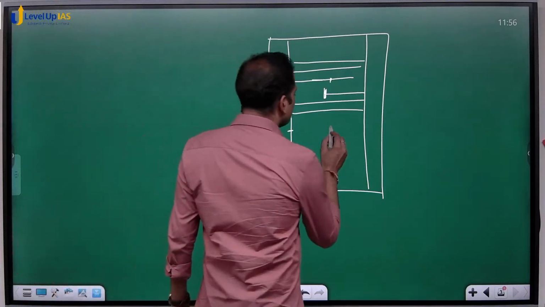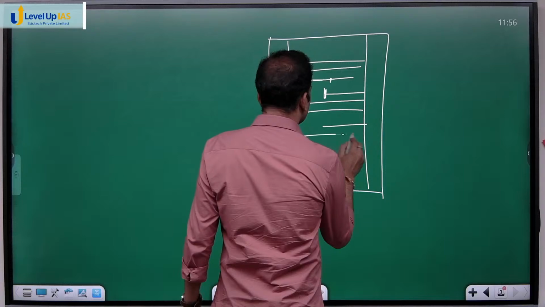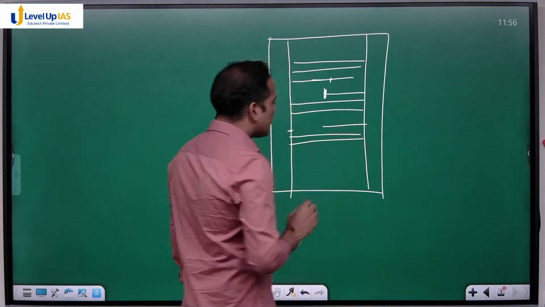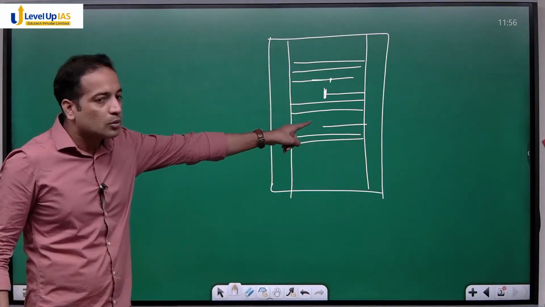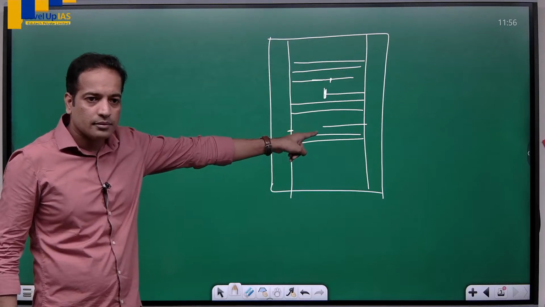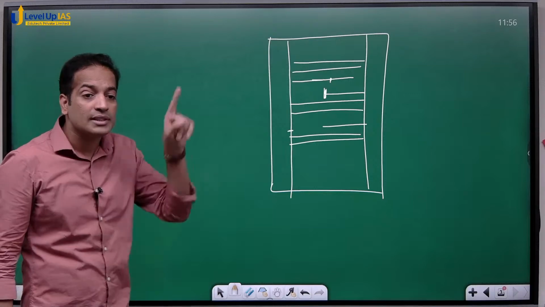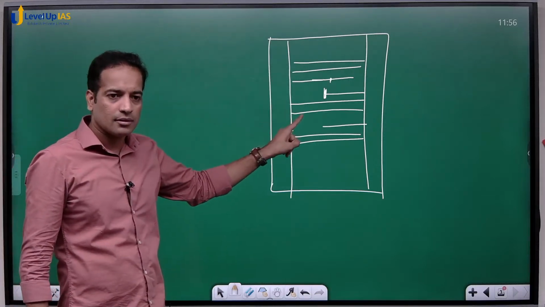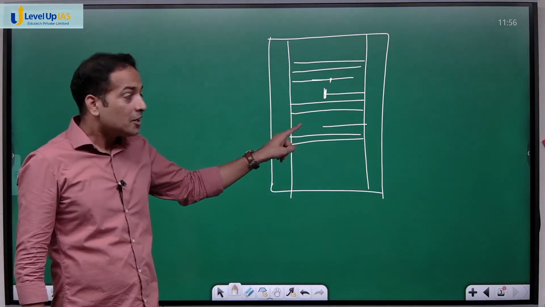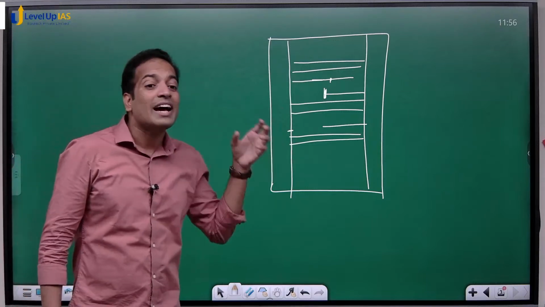But the moment I start writing from here, the examiner simply knows that okay, this is a new paragraph. So again, our job is to make the life of the examiner easy. ठीक है? So these are some very little hacks.